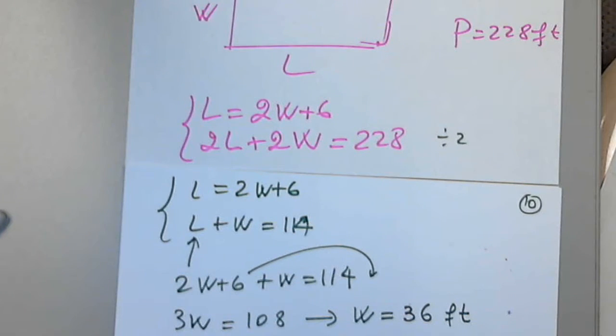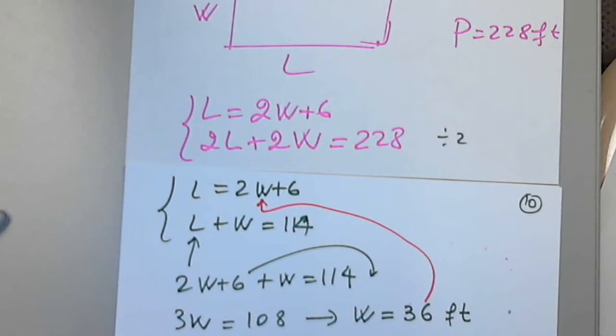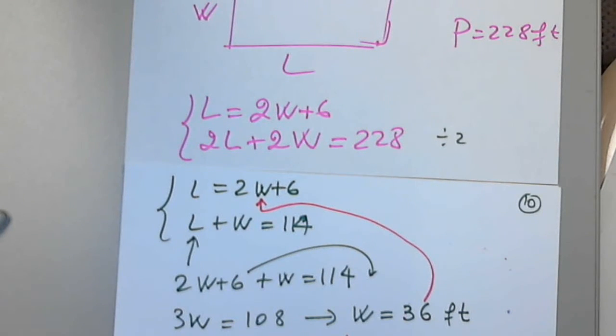36 feet, very good. Is that good enough? No. Just plug it back in. So 2 times 36 is 72. So then the length will be 72 plus 6, 78. I thought it was 80. That's okay. So then we can go back and check.